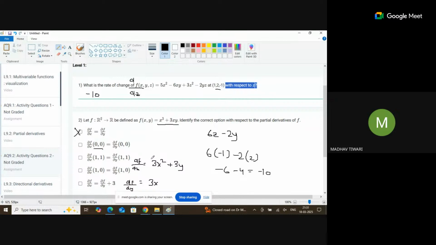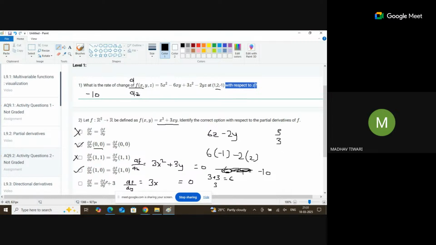At point 0 comma 0, if I put 0 comma 0 here, it will be 0, and if I put 0 comma 0 there, 0. Yeah, this is correct. If I put 1 comma 1 both sides, it will give me 3 plus 3, 6, and here it will give me 3. So this is also wrong. If I put 1 comma 0, x value 1 here, I will get 3, and if I put 1 here, I will get 3. So they are the same, so this is correct.